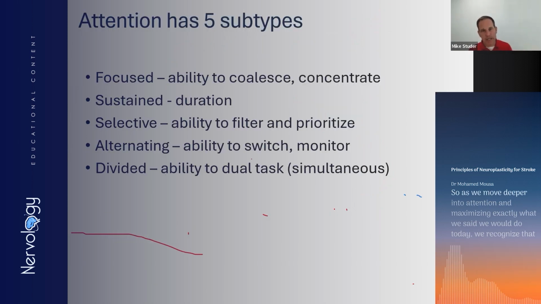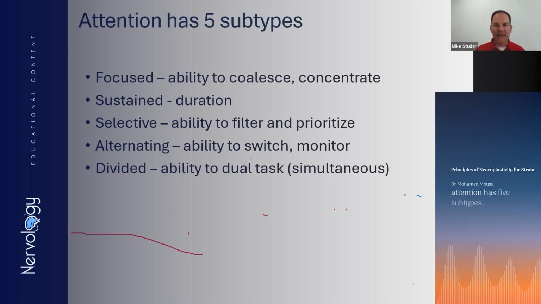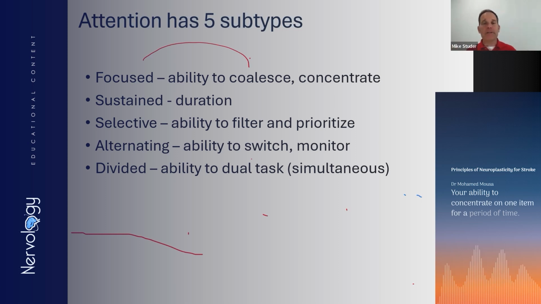So, as we move deeper into attention and maximizing exactly what we said we would do today, we recognize that attention has 5 subtypes. Focused attention, your ability to concentrate on one item. Sustained attention, your ability to concentrate on one item for a period of time. Selective attention, your ability to concentrate on one item and extinguish or ignore other distractions. Alternating attention, your ability to move back and forth between 2 different stimuli, never both at the same time.